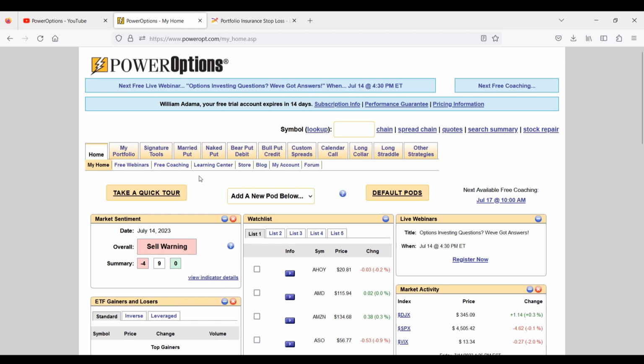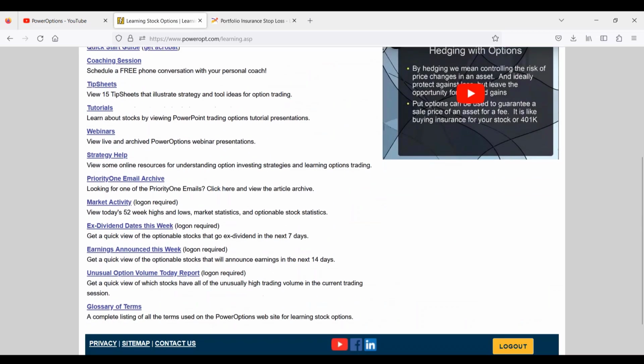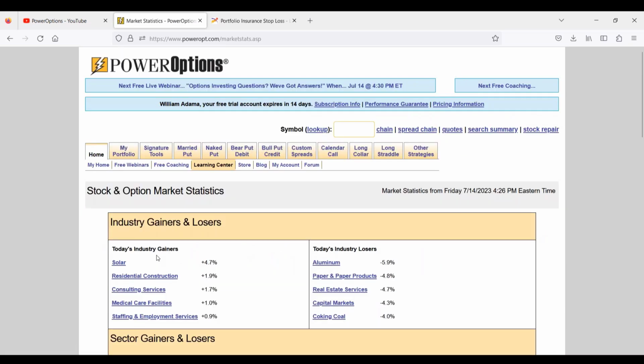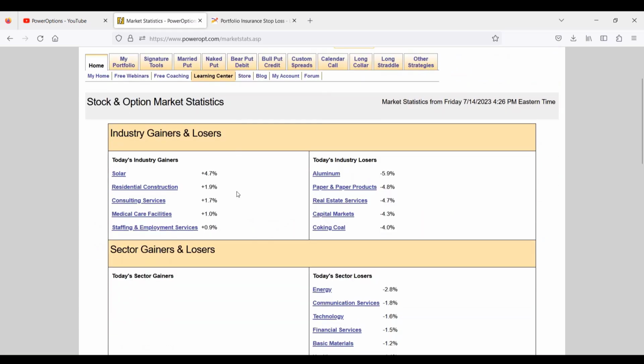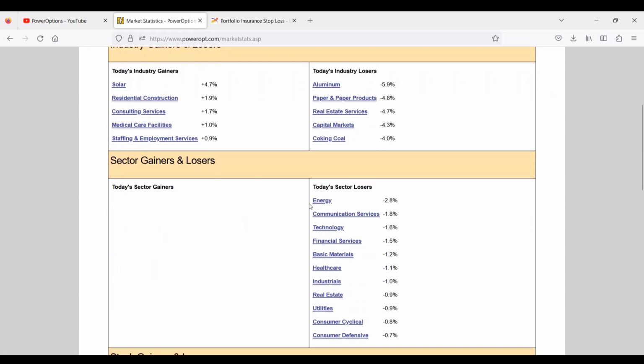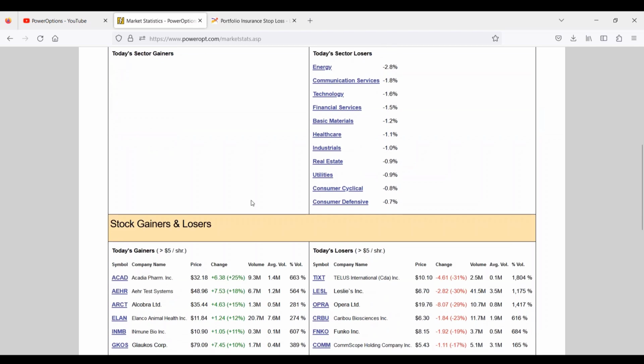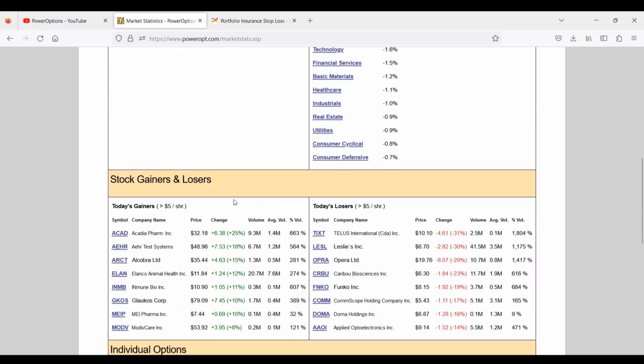So the Learning Center, again, market activity, and then optionable stock statistics. That's where you can look at those. The market statistics I had mentioned is a neat place to look at. It gives us some overall views of today's biggest industry gainers and losers, today's sector gainers and losers. Like I said, we saw that strong opening today. And then we saw some pullback. So a lot of things, technology fell, financial services fell, energy took a big hit later in the day. Actually, they might have started off lower.